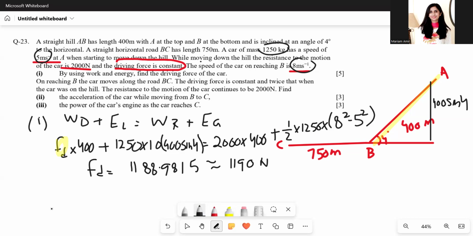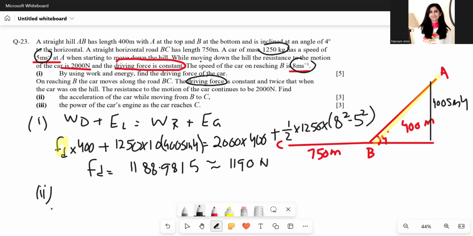On reaching B, the car moves along BC. The driving force is constant and twice that when the car was on the hill. So again, the driving force is constant, so if needed, you can use equations of motion here. Equations of motion work when acceleration is constant, which is when the driving force is constant, and the motion should be in a straight line. So all those criteria work from B to C. So you could use equations of motion if required.